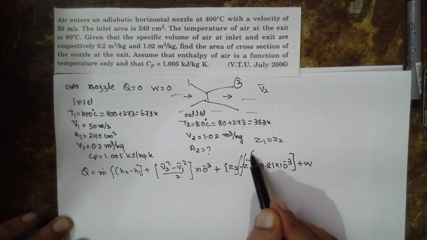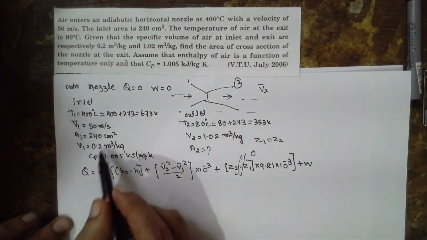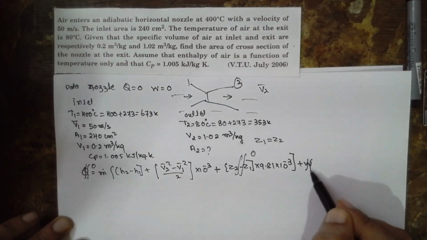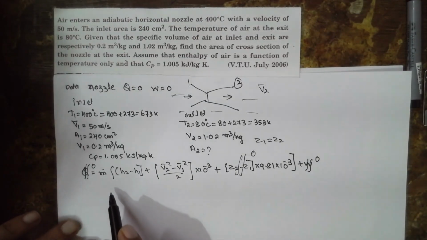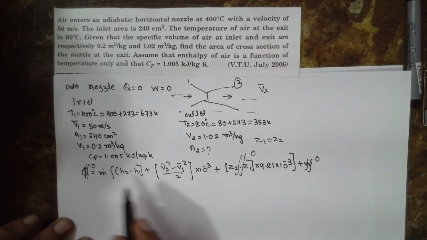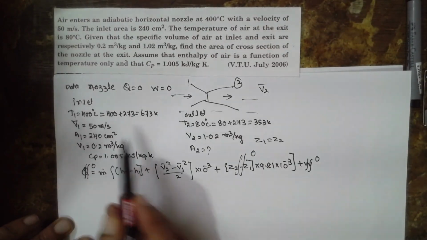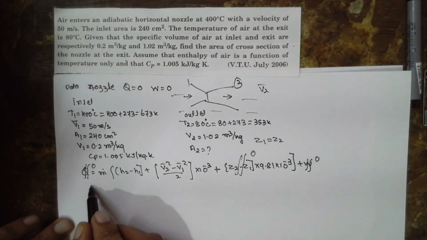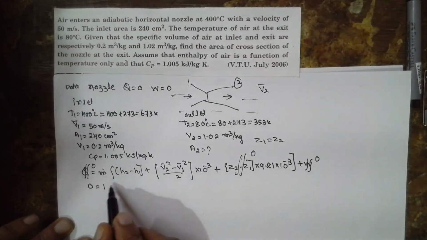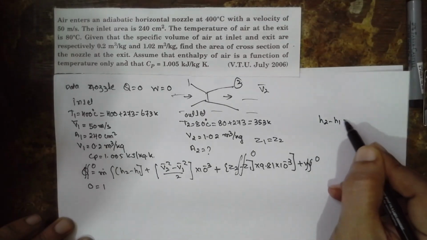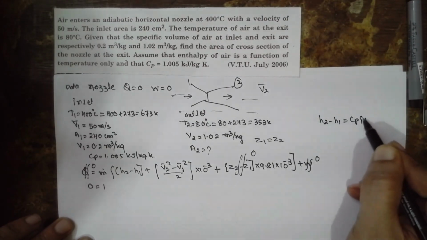This becomes 0. And with the help of the nozzle condition, Q will be 0 and W will be 0. They have not given any mass flow rate, therefore consider it as 1 here. Now, H2 minus H1 can also be written as Cp into T2 minus T1.